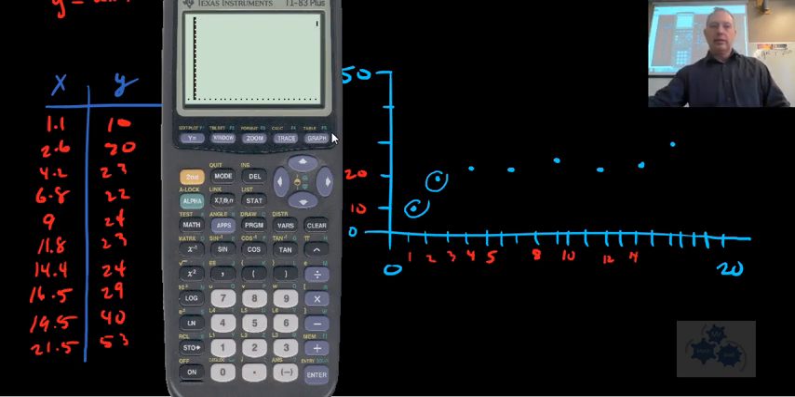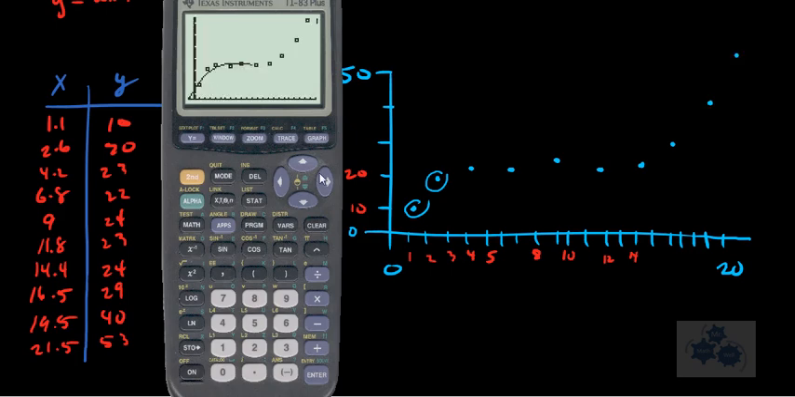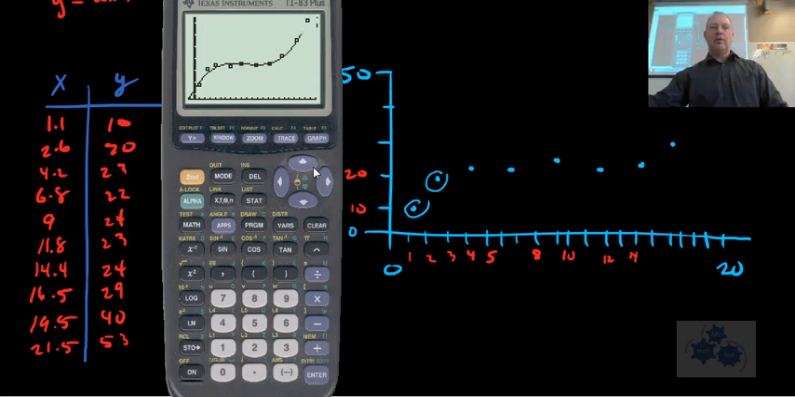Oh, that's a bit of a bummer. Okay, so you have to adjust your window setting so that everything shows up. I'll adjust that real quick. Okay, so that's what it should look like there. We've got all the points, and that's a really nice cubic regression.